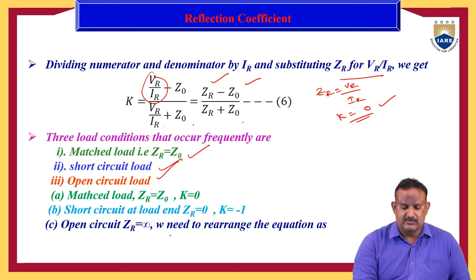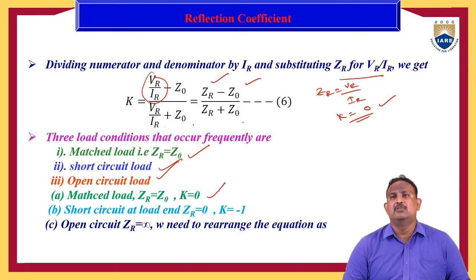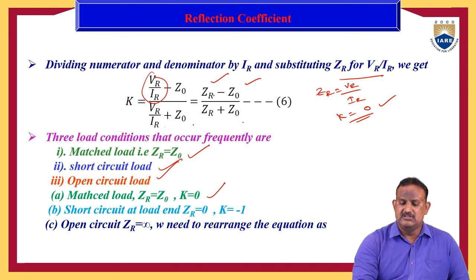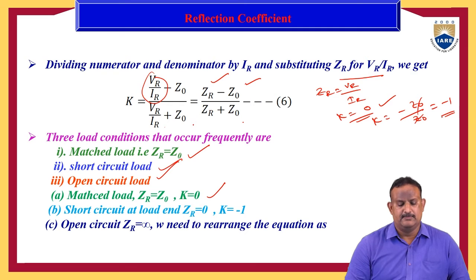Then the second one is the short circuited end. We can substitute ZR equal to 0. Then K is equal to minus Z naught by Z naught. Z naught cancels, and we have minus 1.